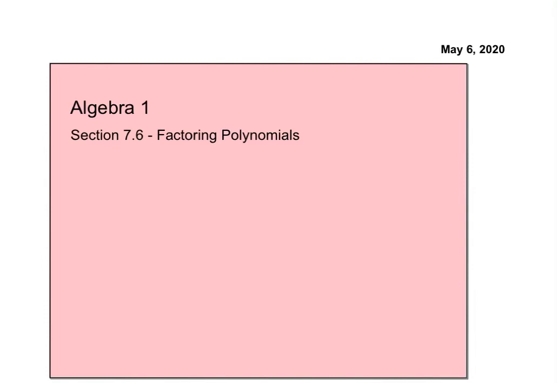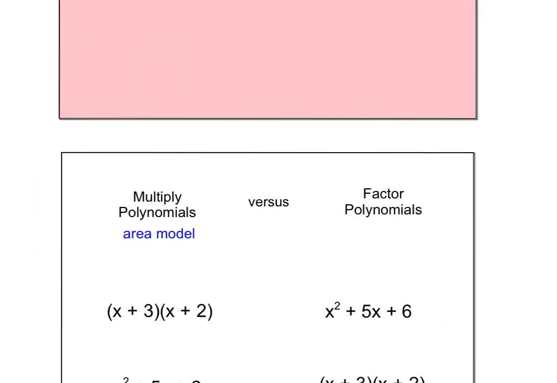Hi, this video is for section 7.6, factoring polynomials in our Algebra 1 class. We will spend the rest of chapter 7 working on factoring. So today is an important lesson to get you started on the right foot. And the truth is, once we're done with chapter 7, we'll be done with the class. So this will take us through the rest of our school year in Algebra 1.